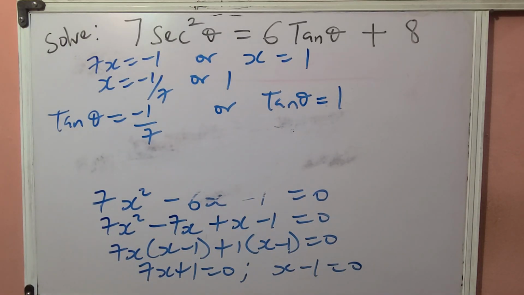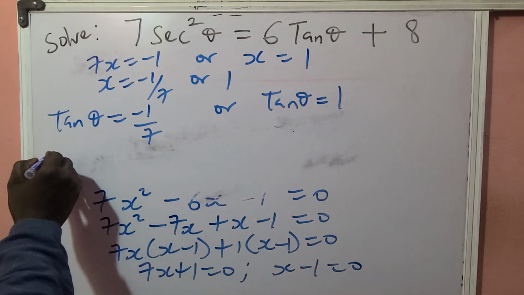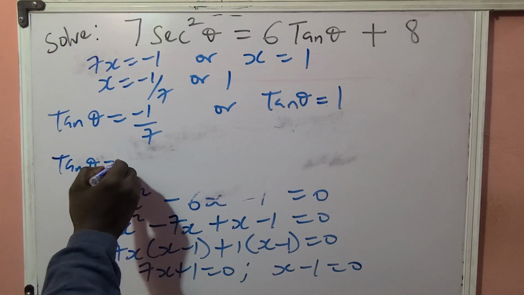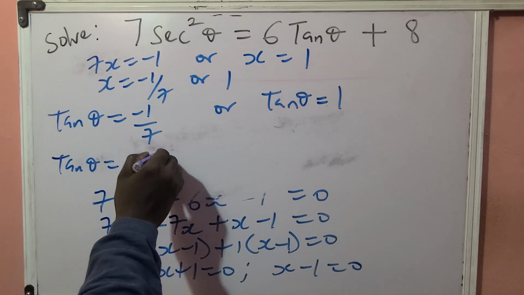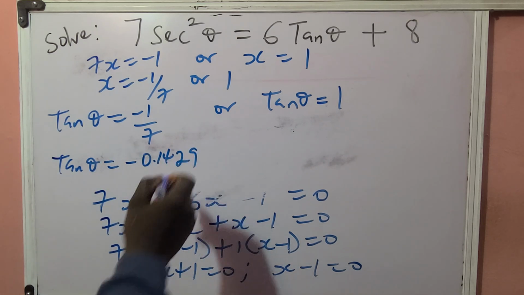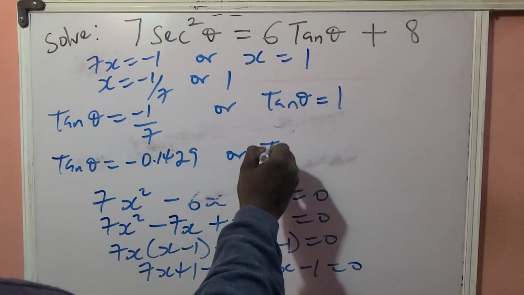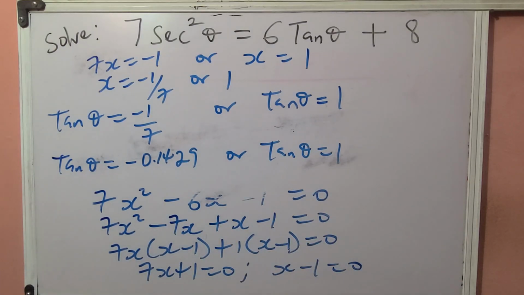All right, this brings me to angle of any magnitude. Of course, if you go on to change 1 over 7 to decimal, we'll be having 0.1428. So tan theta equals minus 0.1429 or tan theta equals 1. So we have to make use of angle of any magnitude at this point because our values range between 0 degrees and 360.